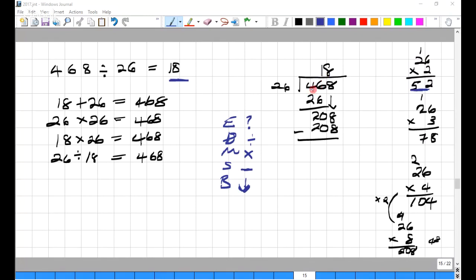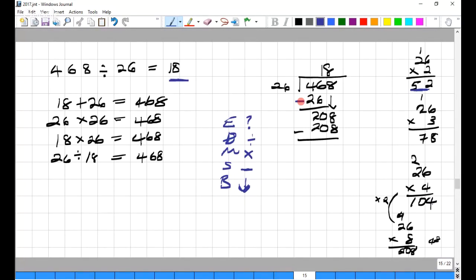So this is more than the 46 that I need here. So 26 can only go into 46 one time. When I subtract the 26 from the 46, I get 20, and I bring down the 8. 26 times 3 would give me 76, which is way too small for 208. So let me try 4. 26 times 4 gives me what?